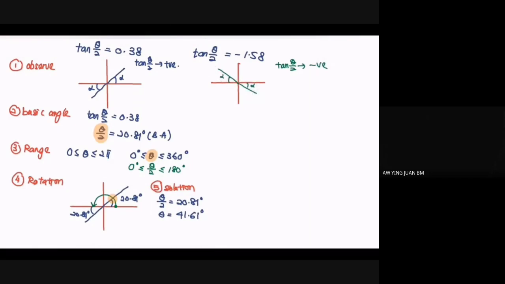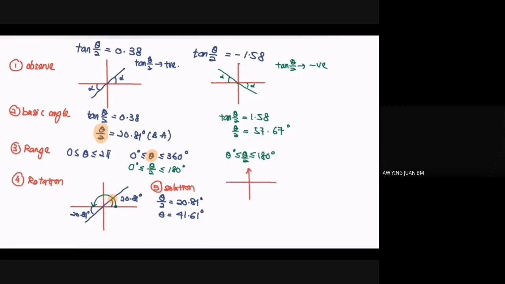Next, we have to determine the basic angle. Do remember to ignore the sign for negative. So we have tangent theta over 2 equals 1.58. From here, the basic angle theta over 2 is equal to 57.67. Step number 3, refer to the range. For this question, it will be the same, meaning from 0 until 180 degrees.